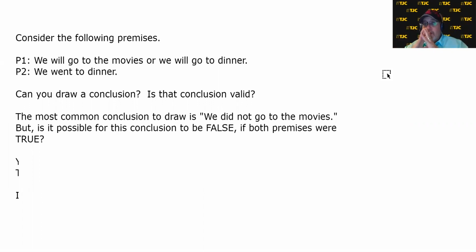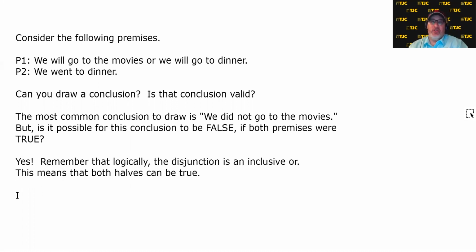Well, is it possible for me to say we will go to the movies or we will go to dinner, being a true statement, and then we go to dinner, being a true statement, but then we also go to the movies? If we go to the movies, does that violate the first premise? Actually, no, it doesn't. So is it possible for the conclusion to be false if both premises were true? The answer is yes. Remember that logically the disjunction is an inclusive or. That means both halves can be true.